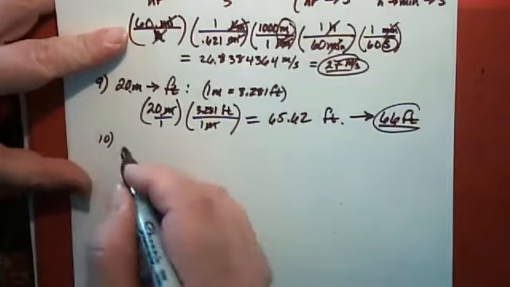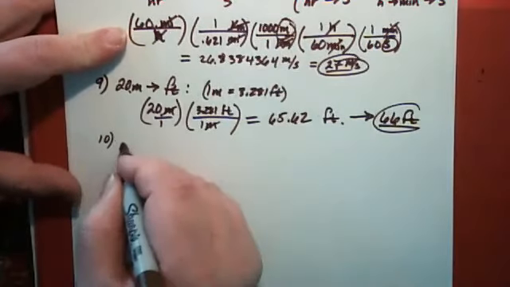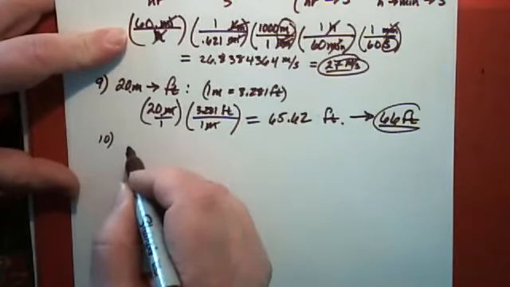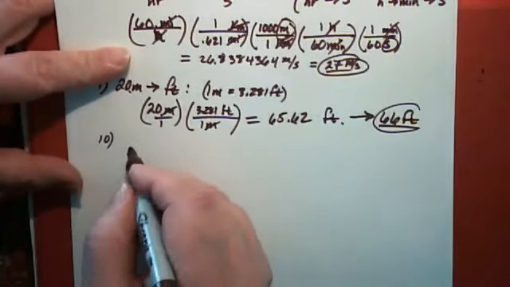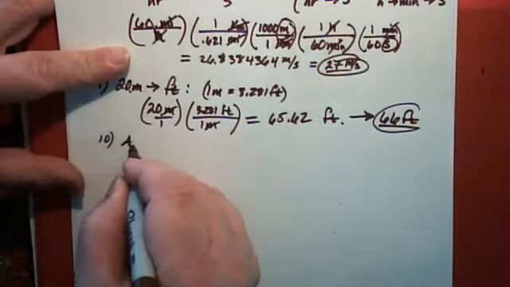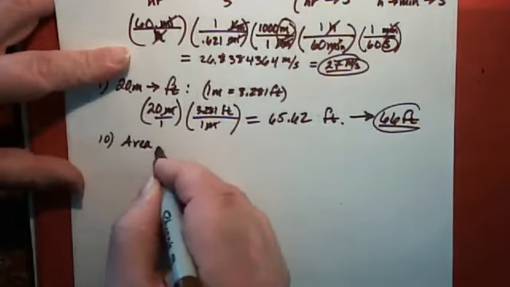Okay, and finally, number 10. Find the area of a room that is 10 feet by 12 feet, but find the area in meters. Square meters, that is.